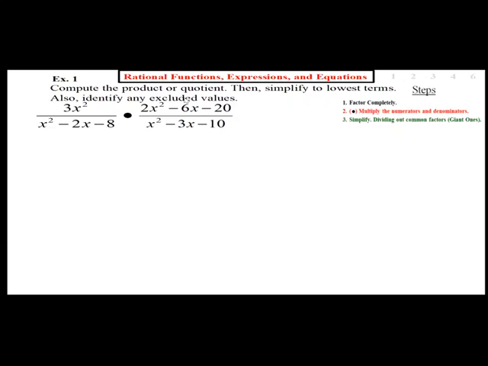Example number 1 reads 3x squared over x squared minus 2x minus 8 times 2x squared minus 6x minus 20 over x squared minus 3x minus 10. Copy that. 30 seconds.